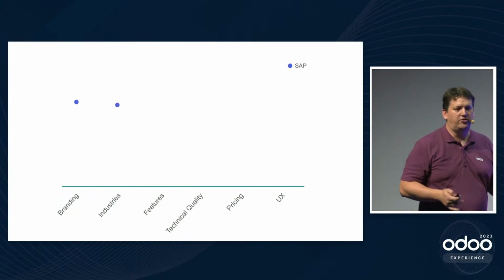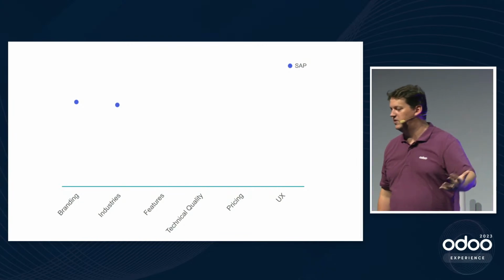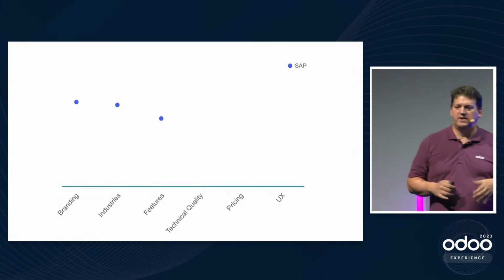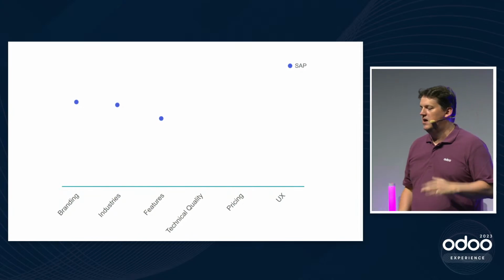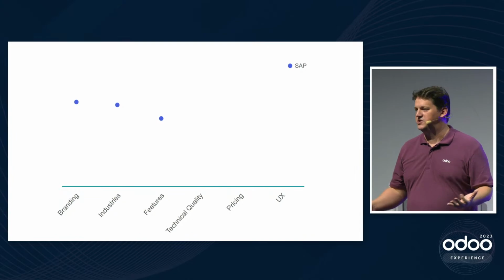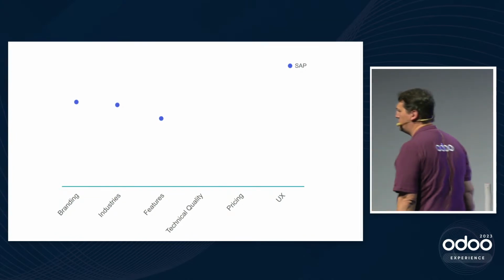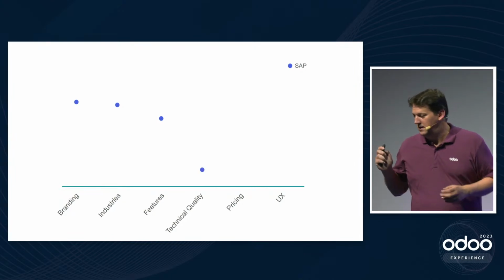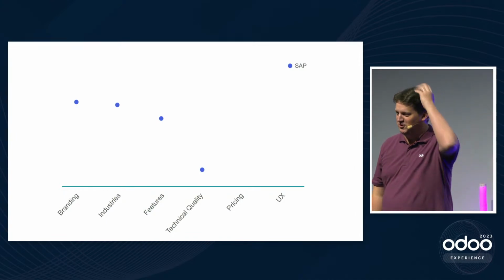They have a very good industries. They are in 26 different industries: aeronautics, healthcare, food industries. Features is good, but not perfect. So they do sales, MRP, accounting, purchase, and they go deep, but they don't do what I would say the modern features. E-commerce, point of sale, social marketing, all the things, they don't do it. Technical quality, it's shitty. It takes months to do things you do in 2 or 3 days in Odoo.